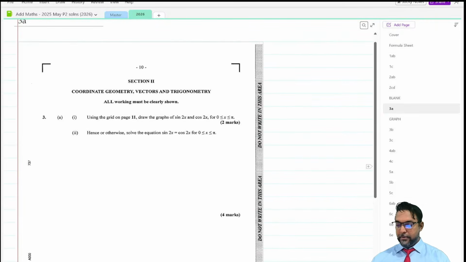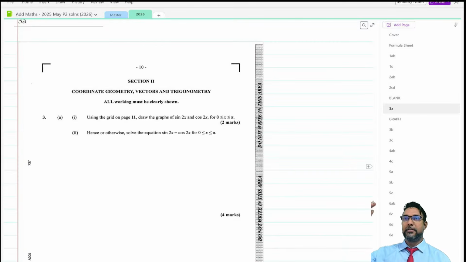Use the grid on page 11 to draw the graphs of sine 2x and cos 2x between 0 and pi, but then you're still doing 2 cycles. Sorry, 1 cycle. Hence or otherwise, solve the equation sine 2x equal to cos 2x for between 0 and pi. So you just halve the frequency?